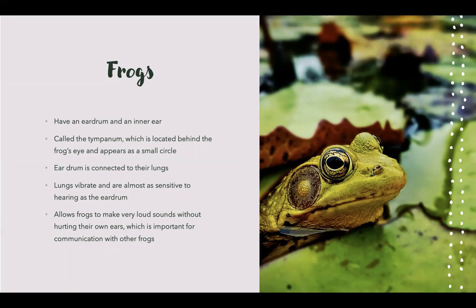Their eardrum is connected to their lungs, and the lungs vibrate and are almost as sensitive to hearing as the eardrum. This allows frogs to make a very loud sound without hurting their own ears. This is important for communication with other frogs.